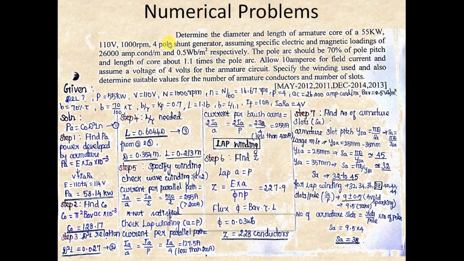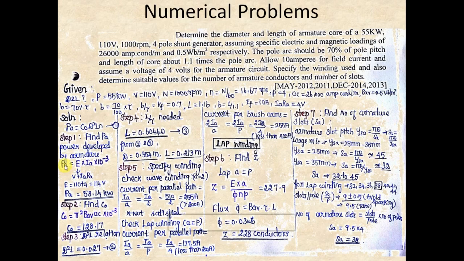As it is a shunt generator, the value of IL, that is the load current, can be easily determined by dividing the power by the voltage. Once after getting the value of load current, by adding it with the field current, in this problem the value of field current is 10 ampere, we will be able to determine the value of armature current, because in the case of a shunt generator, armature current is the sum of load current and field current.